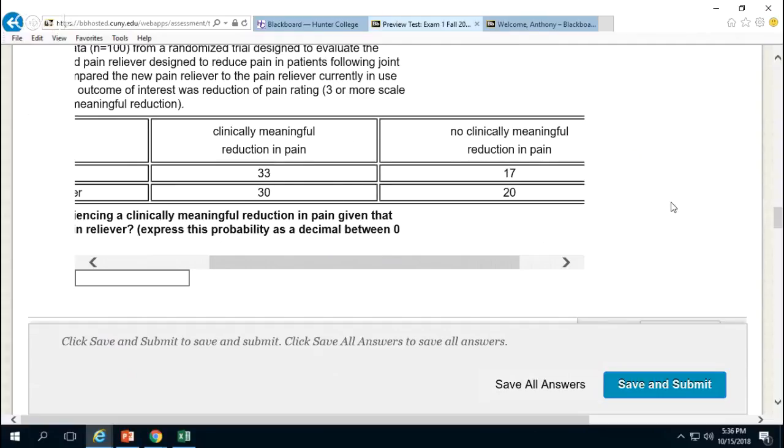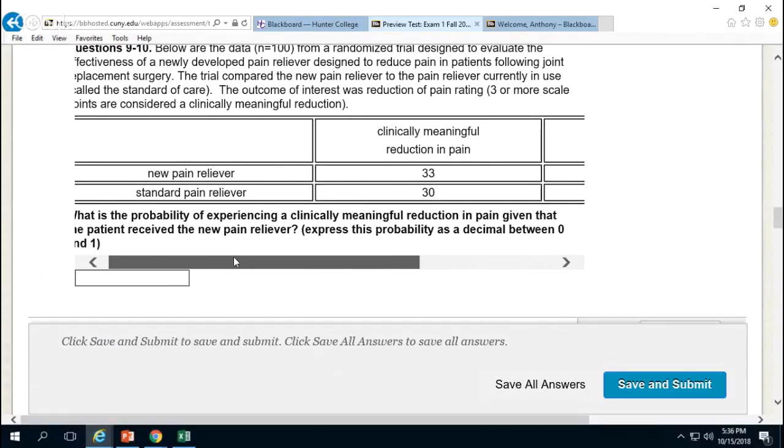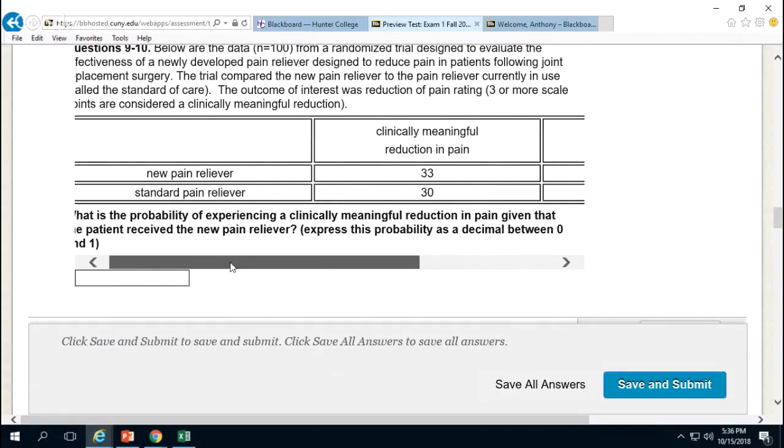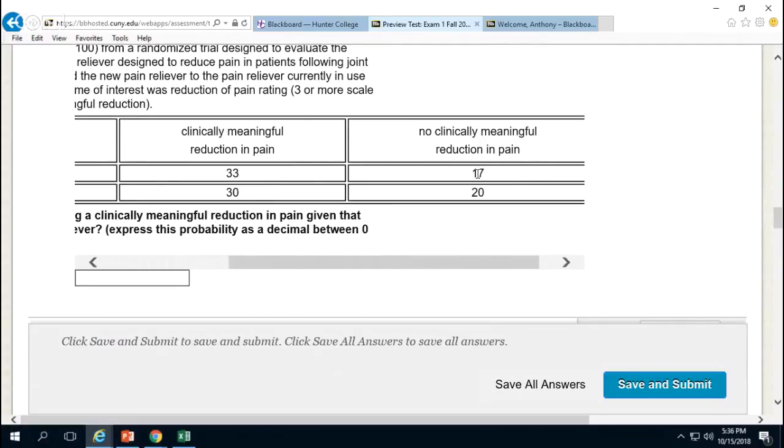This is one where you put in your margins, and so this one is a conditional probability: the probability of experiencing a reduction given that you received the new pain reliever. So it's just this row. So it's 33 divided by 33 plus 17, 33 over 50, 66%.